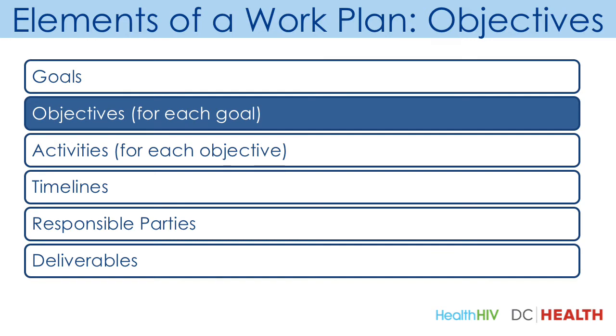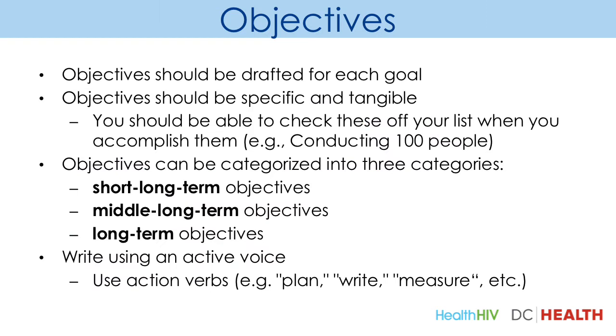The next element of a work plan is the objective. After you set a goal, you must establish a group of objectives for each goal. As you think of potential objectives, first consider these questions. What are you trying to accomplish? What do you need to do to accomplish this objective? How much change would you like to achieve? Could you describe this change with a measurable amount?